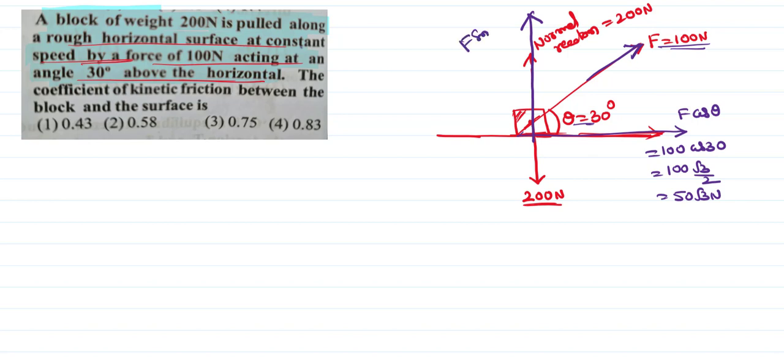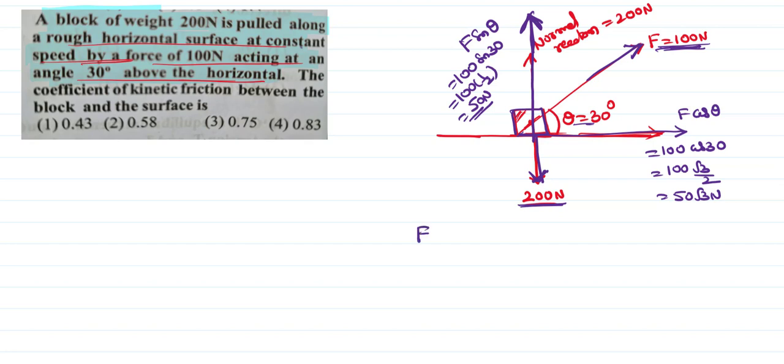Vertical component is F sin theta. F is 100. Sin 30. Sin 30 is 1 by 2. So the force acting in the vertically upward direction is 50 Newton. Now I need to find out what the effective normal reaction is, right? So 200 Newton force is acting on this body in the downward direction because of the weight. 50 Newton force is acting in the upward direction because of the applied force.